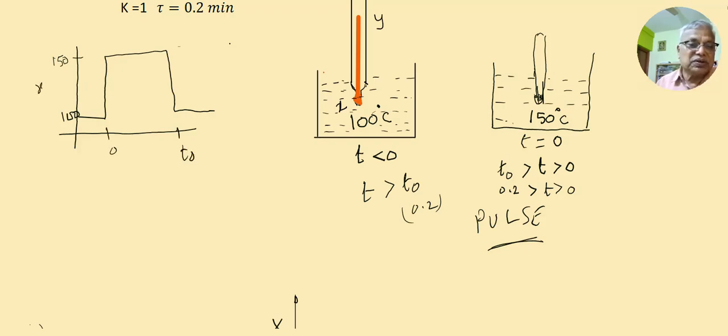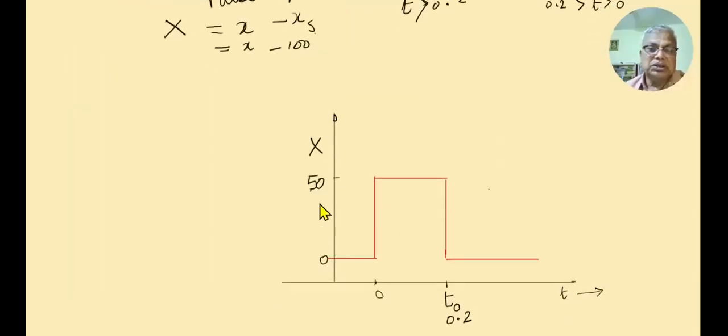So this is x. Now if you plot in terms of capital X, the deviation variable, what is that? X minus xs, and xs is 100. So capital X is x minus 100. Let us plot in terms of capital X and write the pulse input equations, where capital X is x minus xs.